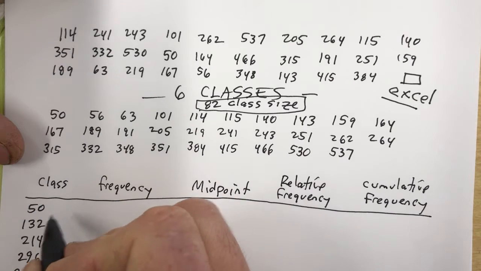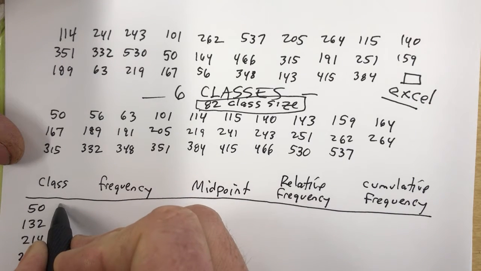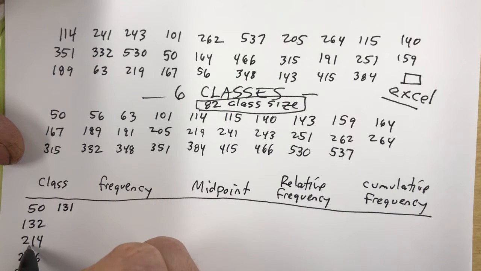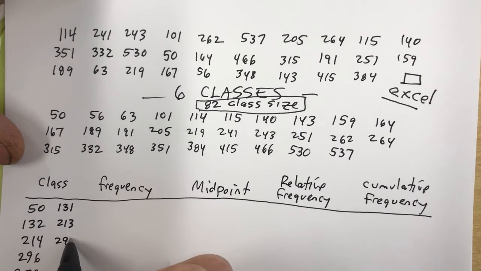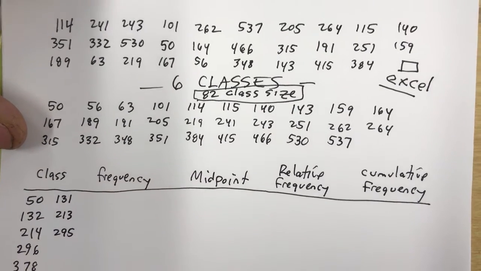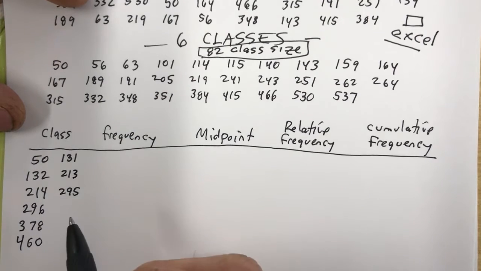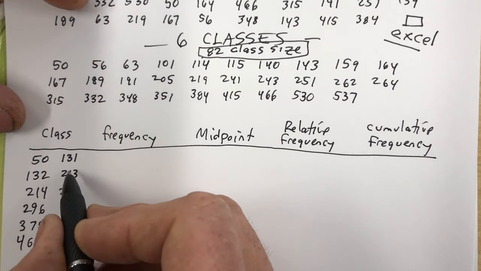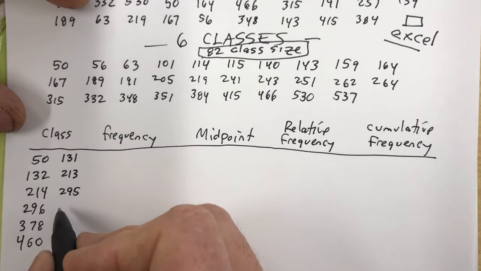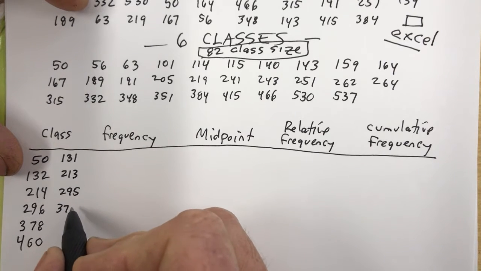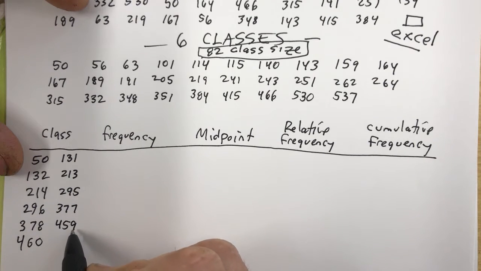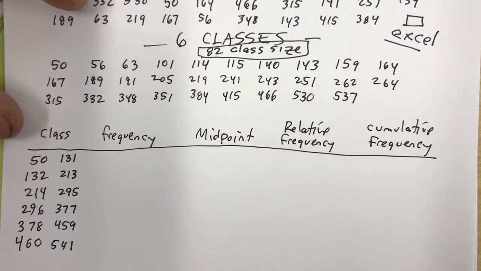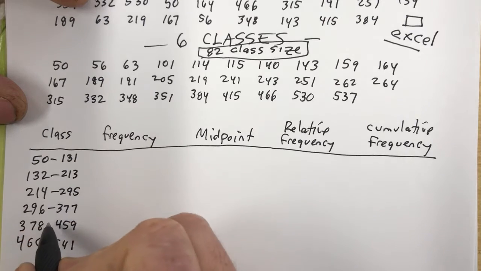Now my upper limit, well, since that's 132, this will be 131. Since it's 214, this would be 213. 296, that's going to be 295. And these should go up by 82, so I can just add 82 to them. So 377. This would be 459, and then if I add 82 to that, I'm going to get 541. And so there's my classes right there.